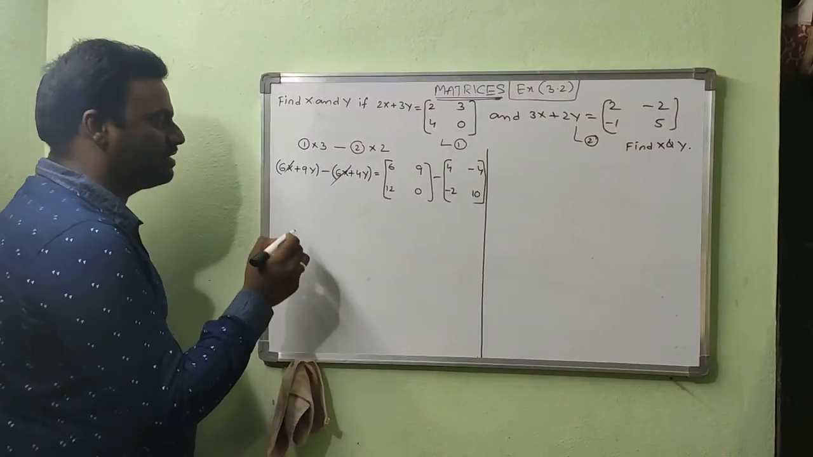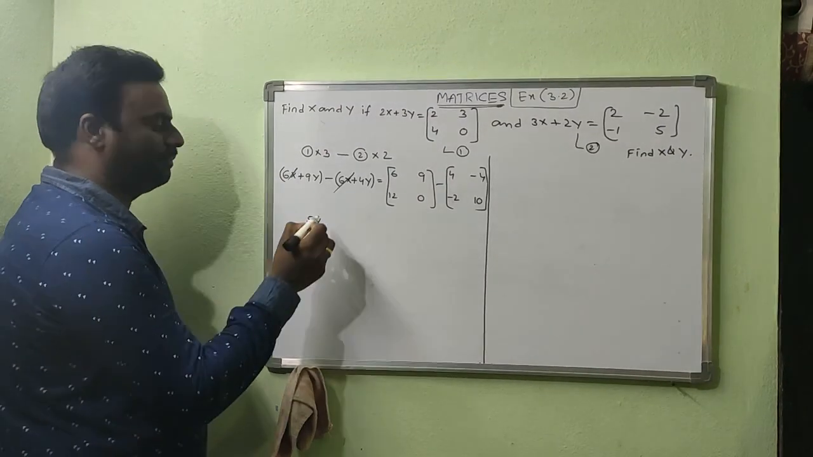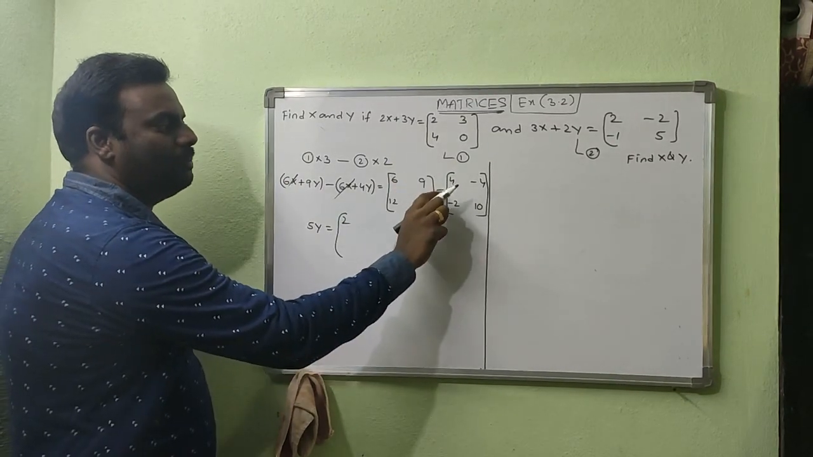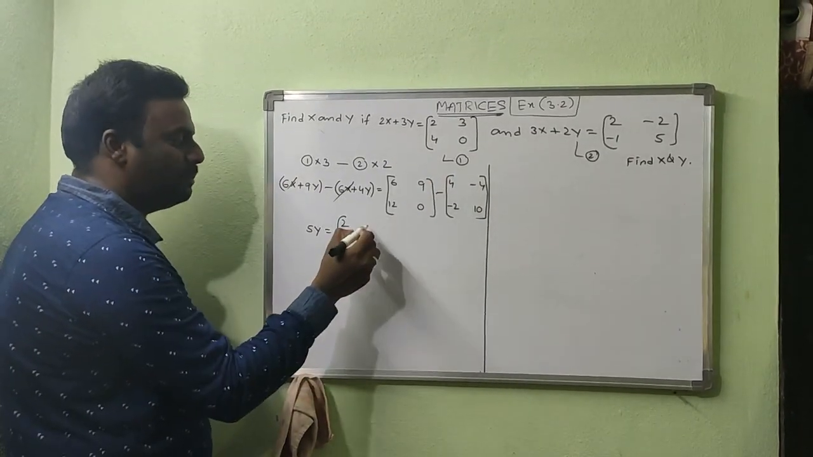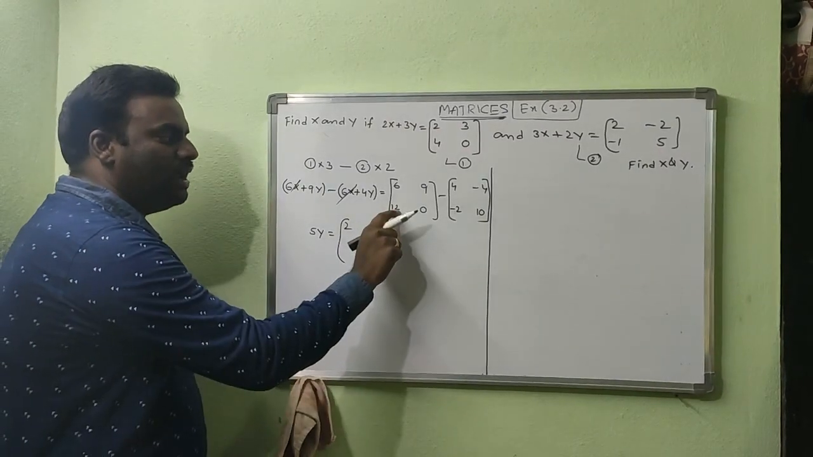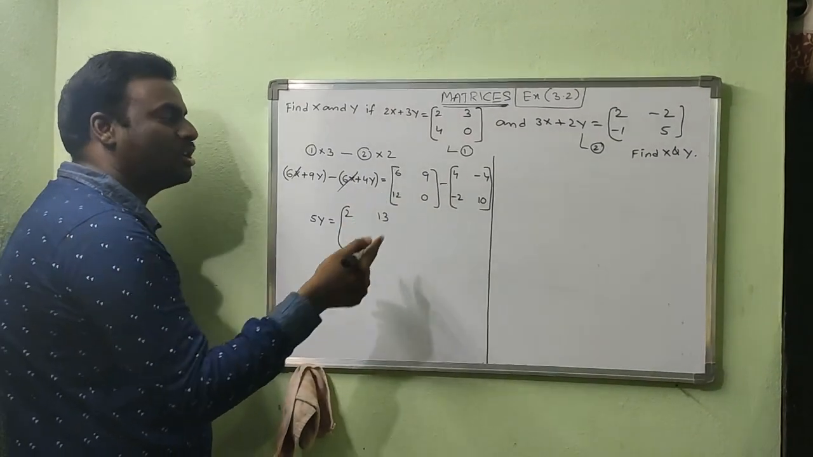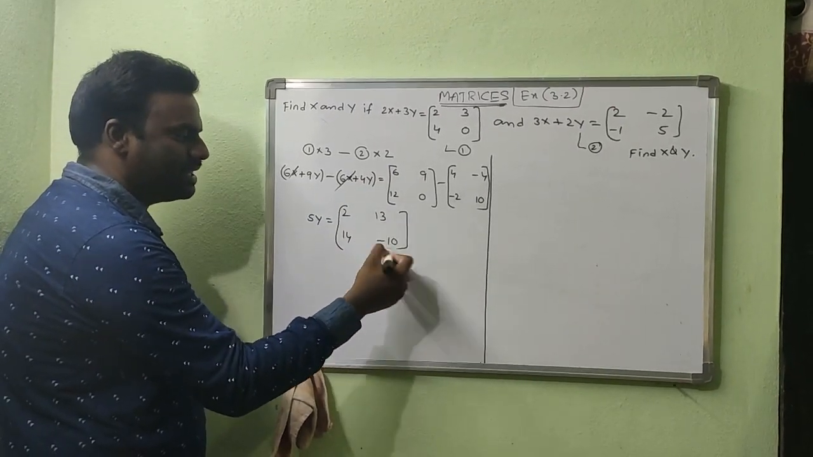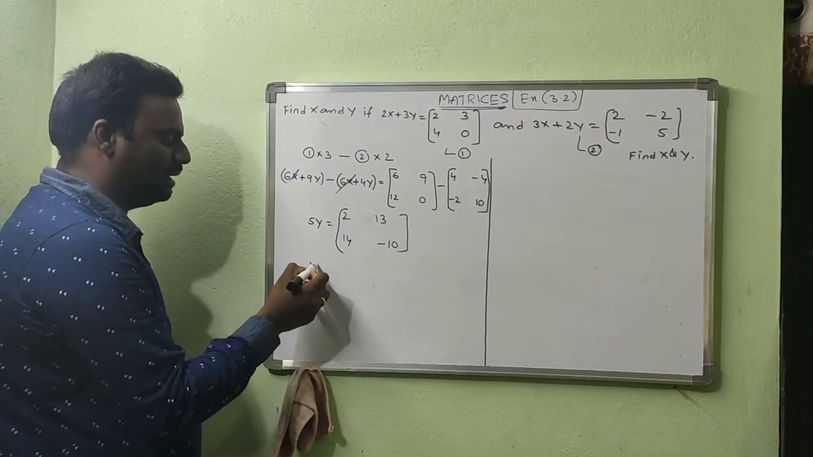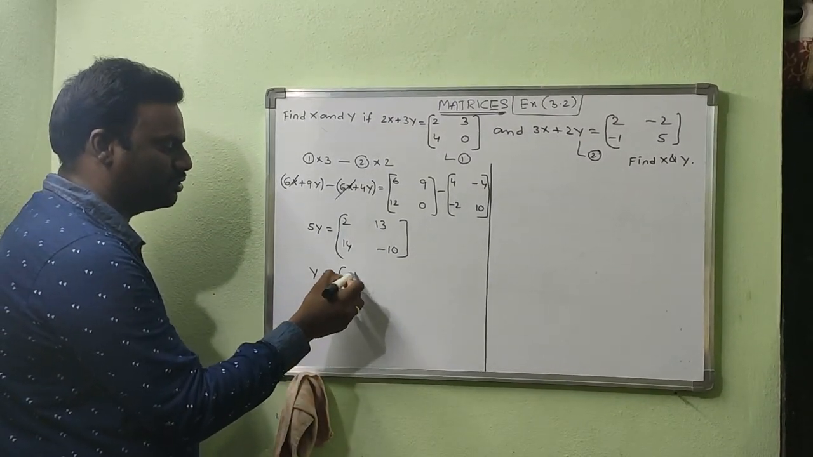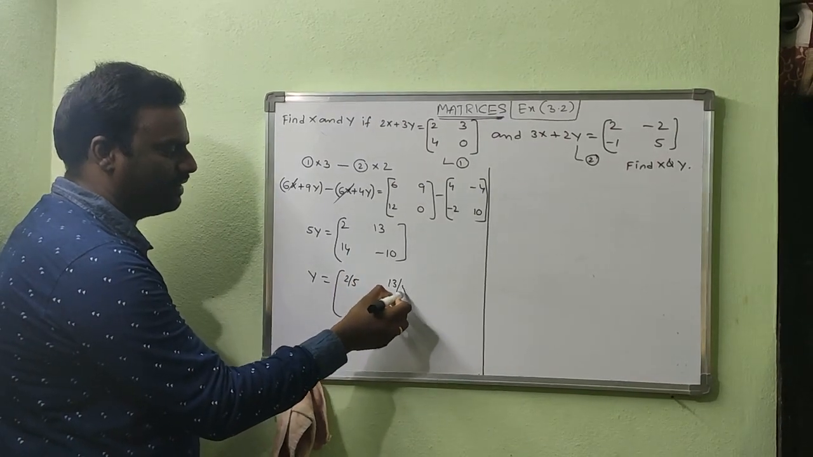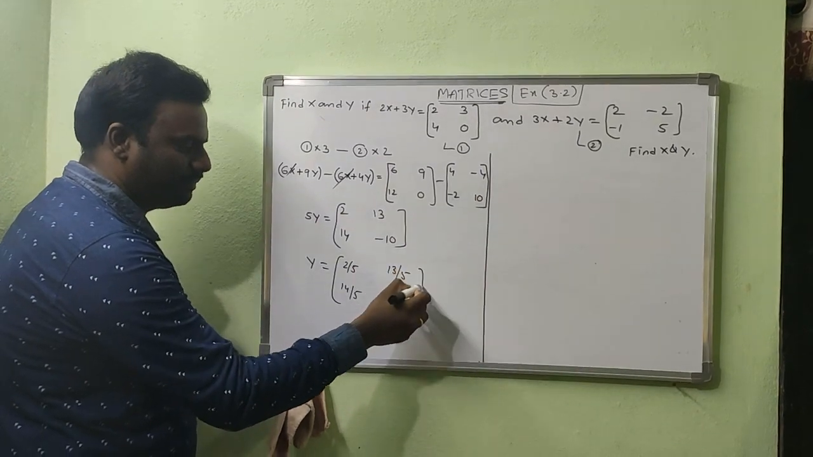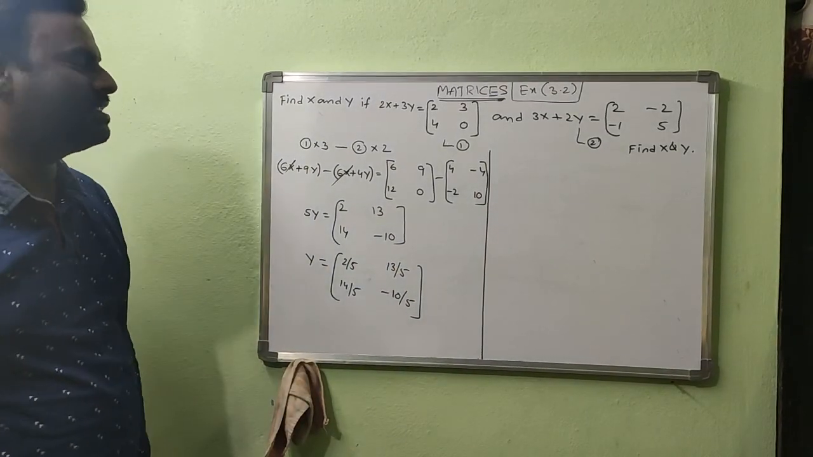Then 9Y minus 4Y, it becomes 5Y. That equals 6 minus 4, 2. 9 minus, minus becomes plus, 9 plus 4, 13. 12 plus 2, 14. 0 minus 10, it becomes minus 10. Now send 5 to this side, it becomes divided by 5, that is 2 by 5, 13 by 5, 14 by 5, minus 10 by 5. You can simplify, 10 by 5 is nothing but 2.